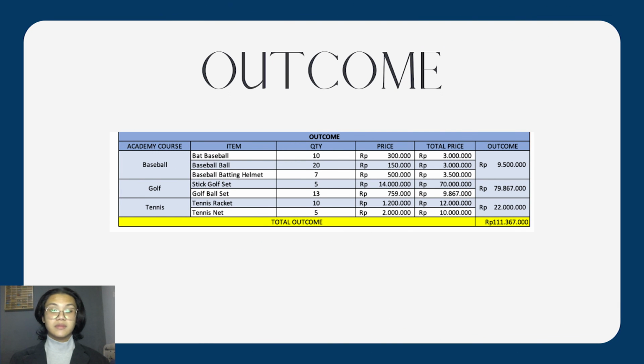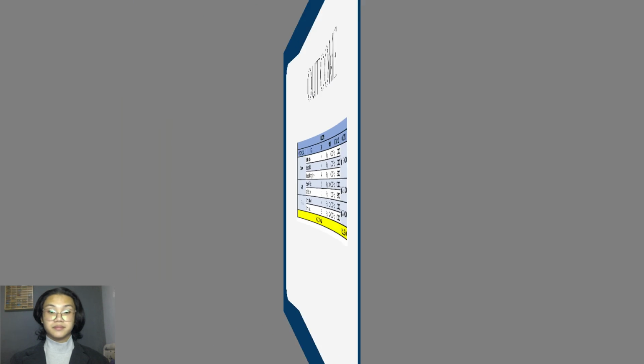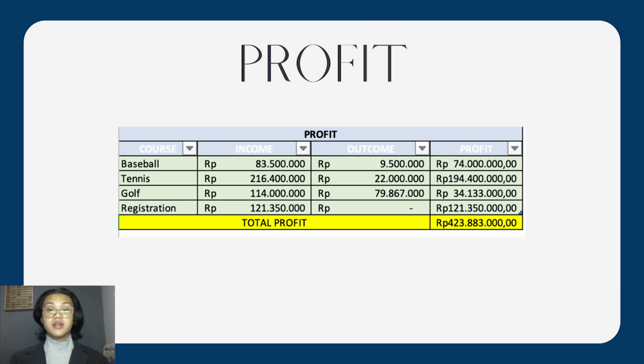After income, now the outcome. The outcome data is displayed to record expenditure funds. And the last sheet is the profit. The profit table functions to record income and expense by category in order to find out the net profit of the sport academy.